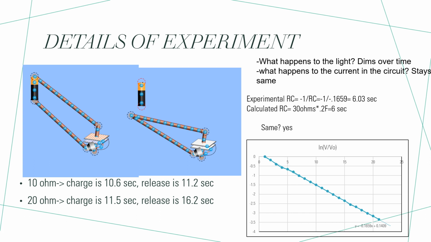And you take the slope and put that under -1, and then you get 6.03 seconds for my value, which is very close to the estimated 6 seconds that's calculated.